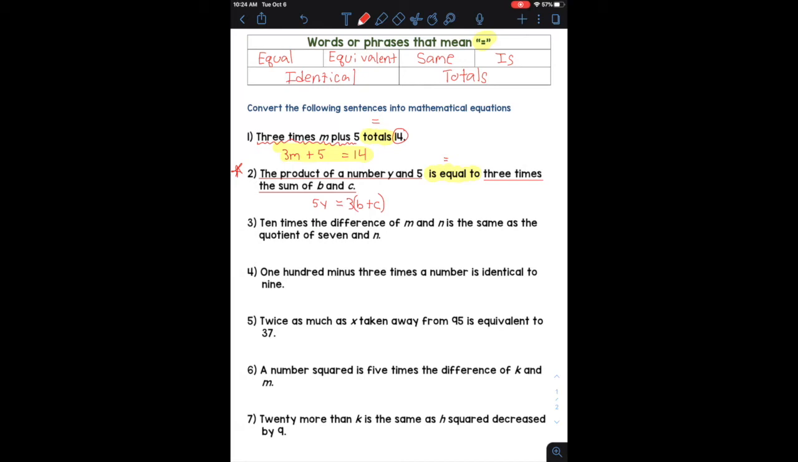And what that is, is parentheses. So whenever they have a number times the sum of two things or a number times the difference of two things, you're going to want to put parentheses around it.